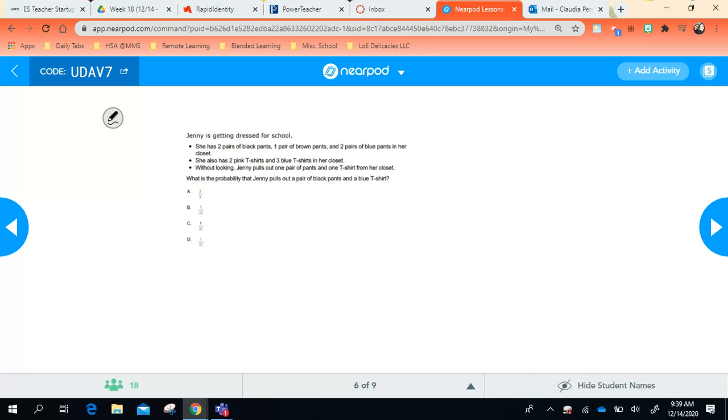So Jenny has a lot of clothes. Jenny has 2 pairs of black pants, 1 pair of brown pants, 2 pairs of blue pants. She has 2 pink t-shirts and 3 blue t-shirts. What is the probability that she pulls out a pair of black pants and a blue t-shirt?